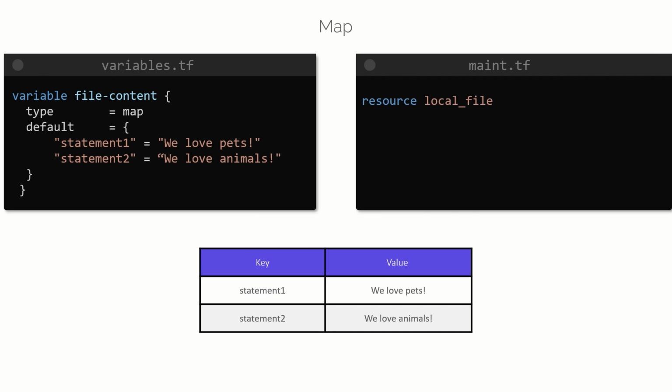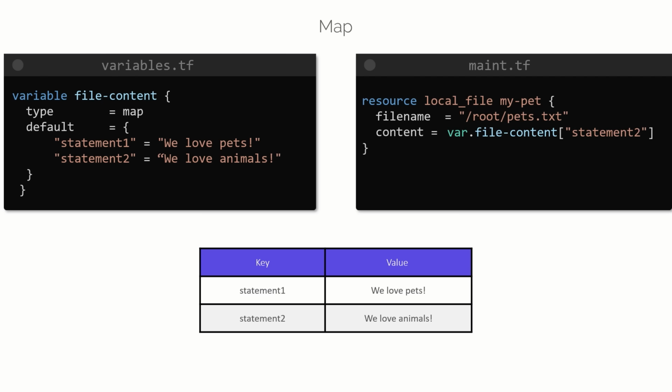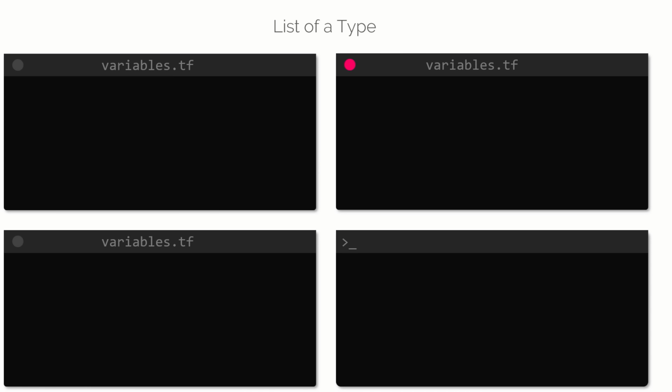Now, to access a specific value from the map within the Terraform configuration file, we can make use of key matching. In this case, we want the content of the local file resource to be the value of the key called statement 2. And for that, we use an expression var.fileContent, which is the name of the map type variable, followed by the matching key within square brackets.